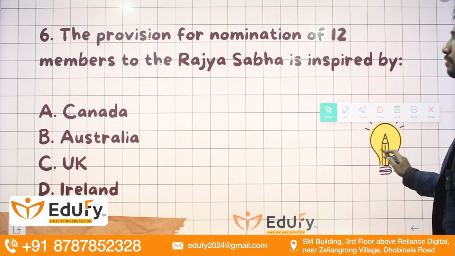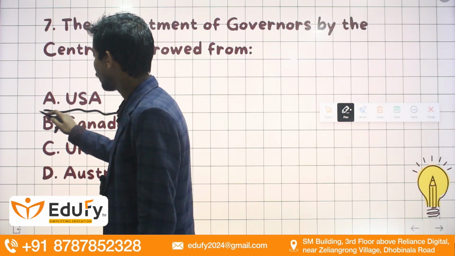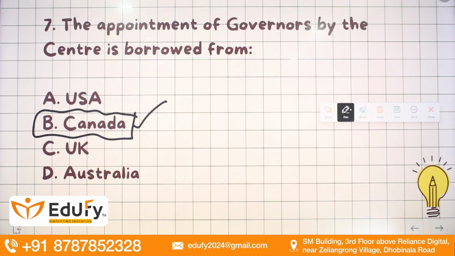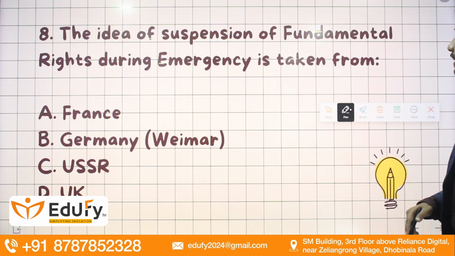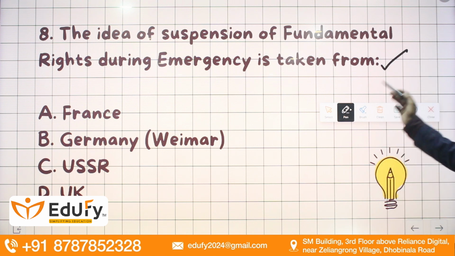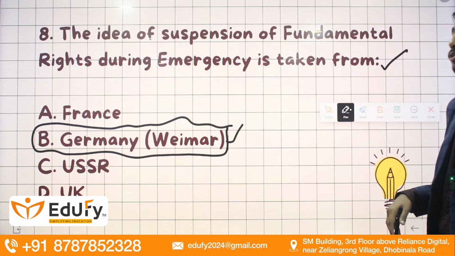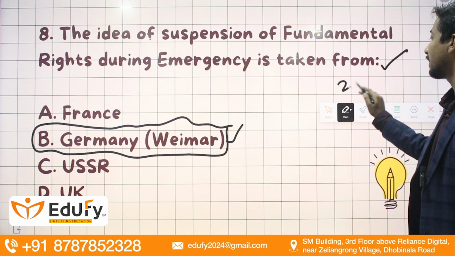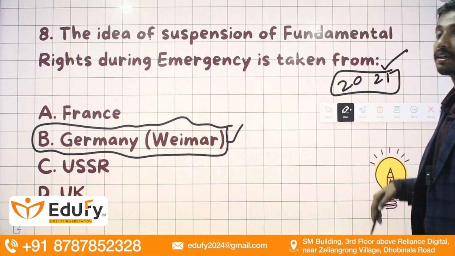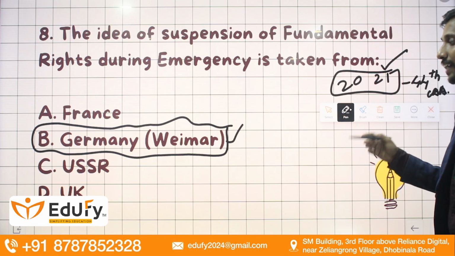Moving towards the next question, guys, we have: the appointment of governor by the center has been borrowed from. So, guys, this provision we have borrowed from Canada. The appointment of the governor will be done by the central government. Moving towards the next question. The idea of suspension of fundamental rights during emergency is taken from. This has been taken from Germany or the Weimar Constitution. During national emergency, all the fundamental rights shall be suspended or restricted. However, Articles 20 and 21 cannot be suspended even during emergency, as added by the 44th Constitutional Amendment Act. Remember that is very important.